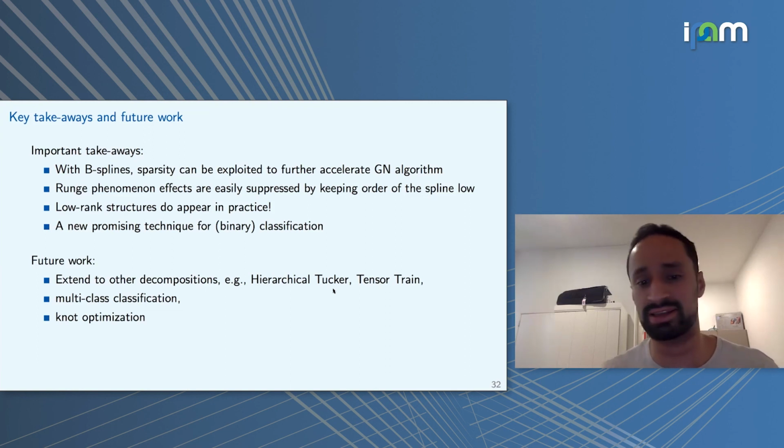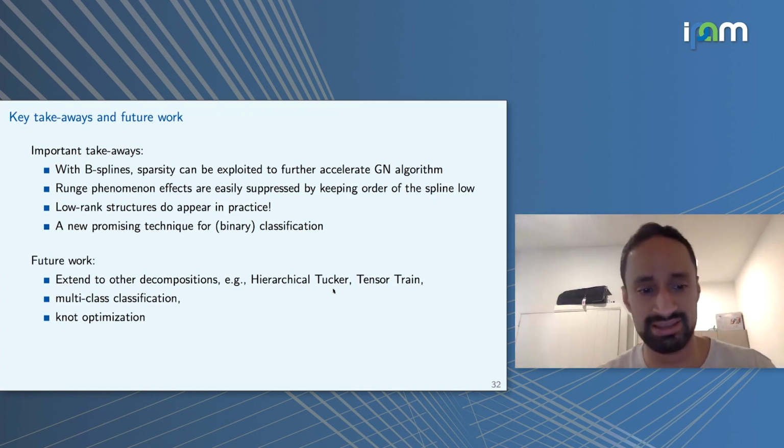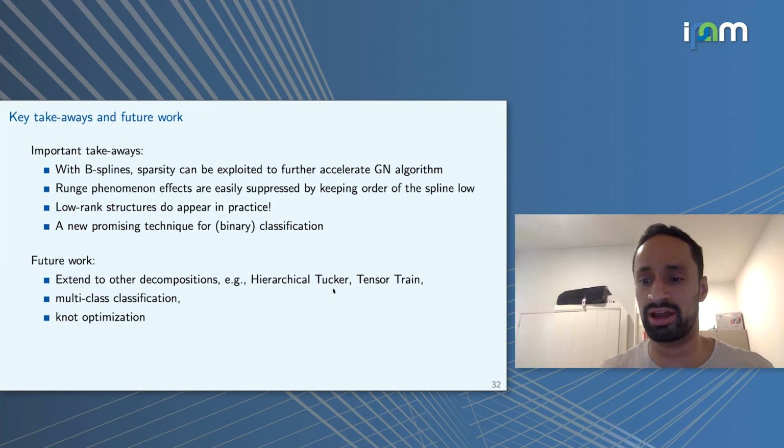The first thing we want to do is apply this to other decompositions such as hierarchical Tucker and tensor train. The next thing is to extend this to multi-class classification. And finally, what I did not mention so far is that we always kept the knots uniform over the interval. This is fine since we mostly used uniform samples over the entire interval, but you can optimize the knots depending on how the function behaves locally at certain places. This is something one of our students is actually working on right now.